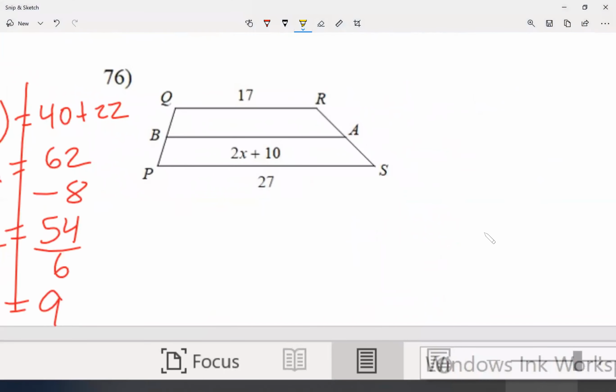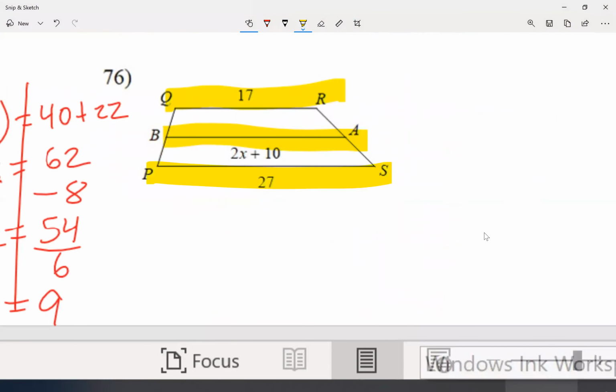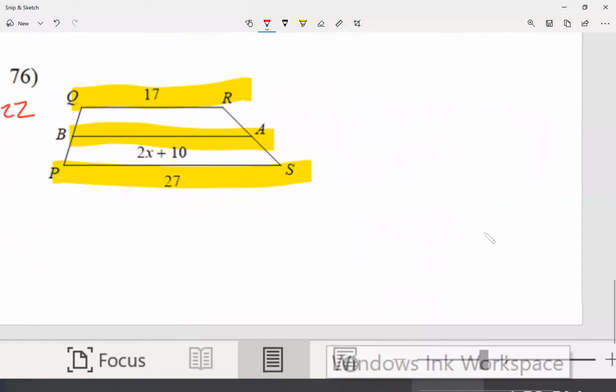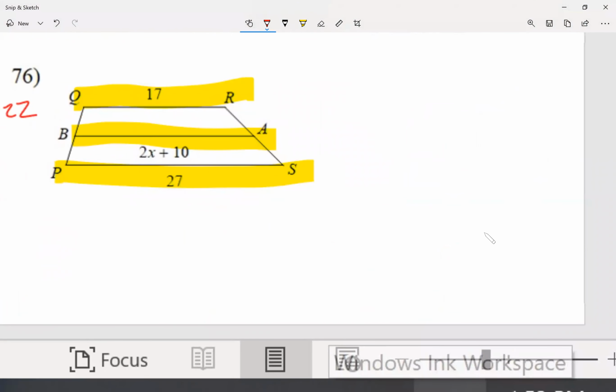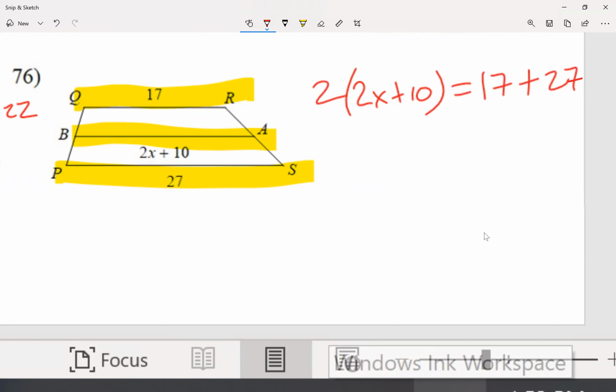So number 76, the mid-segment is 2x plus 10. And this is parallel to 17 and 27. So let me move this to the side. The mid-segment is 2x plus 10. Sometimes we might call this median, as I mentioned in my previous lecture. Median and mid-segment mean the same thing. So 2x plus 10, all of it times 2, and this is going to equal 17 plus 27.